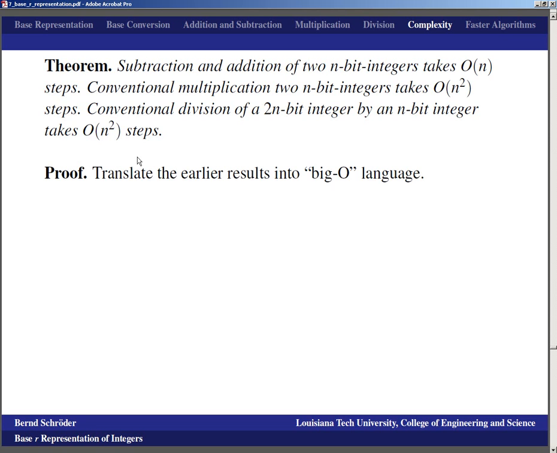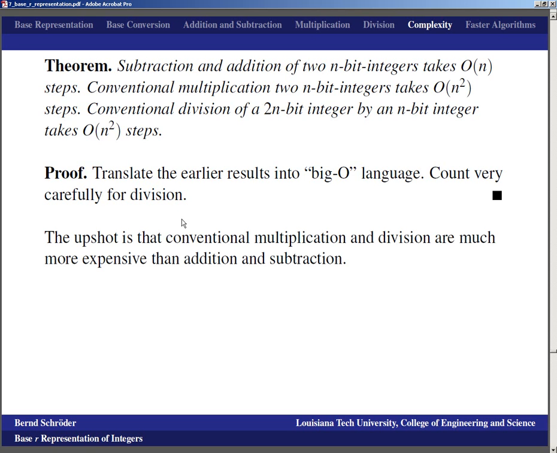Okay, the proof is that we just take all these earlier results and translate them into big O language. You have to count very carefully for division because we haven't really worked out the exact situation there. And of course I'm taking a sidestep there, but I also have to leave something for you to cut your teeth on, and so that's what I left there.